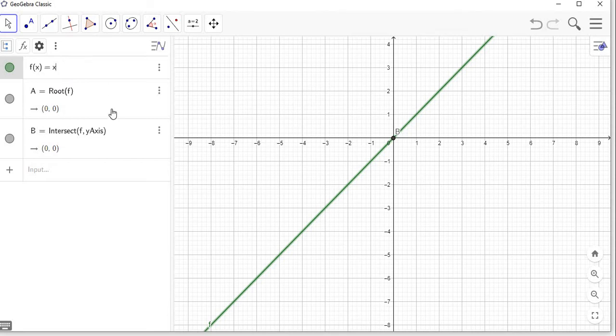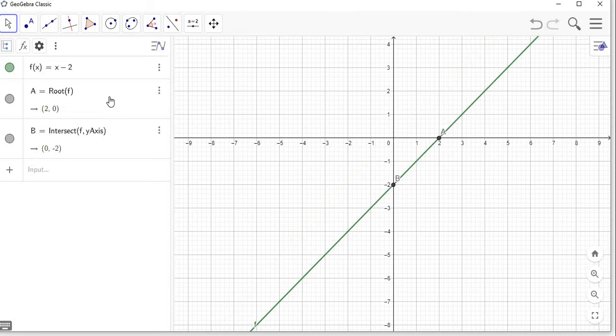on the coordinate plane. So if we have a function f of x is equal to x minus 2, it will graph that function for us. So this is a linear function and it cuts the x-axis at 2 and it cuts the y-axis at minus 2, the value here.